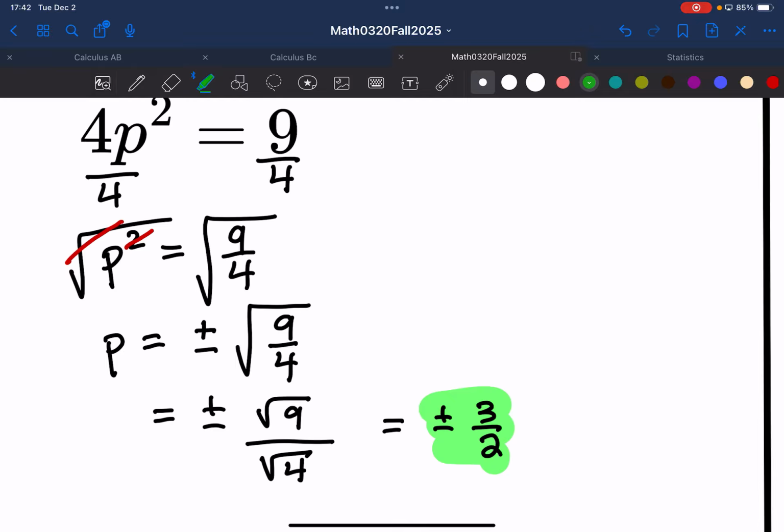Sometimes we may not be able to simplify it all the way, and we will end up with a radical in our answer, and that's okay. Radical is what again? In this case, it's the square root. But it could be like the cube root, the fourth root, any of those nth roots.